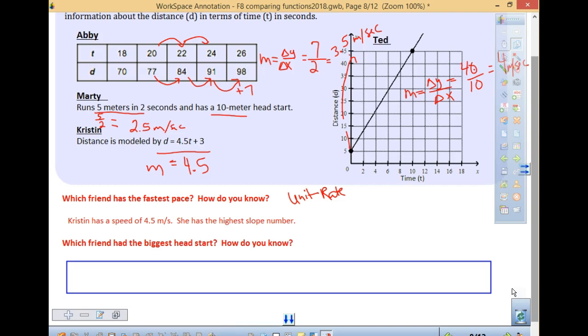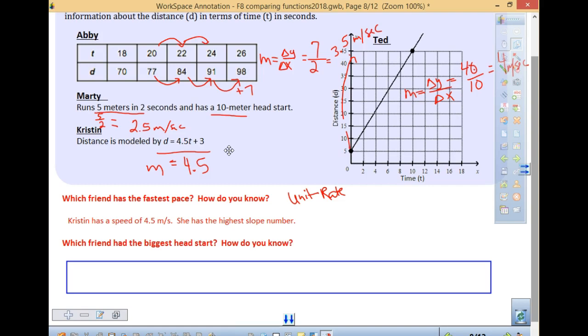Right? So looking at it, depending on if we're looking at the lines, but in this one, which friend had the biggest head start? Do we have any idea? We can tell where Ted's head start is, right? It's 5. We can tell Kristen's is at 3. Marty's was at 10. Do we have any idea what Abby's was?